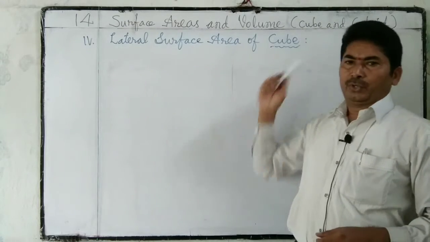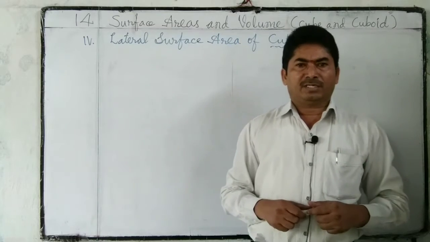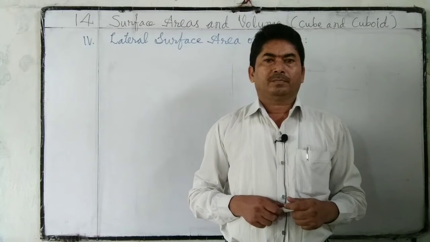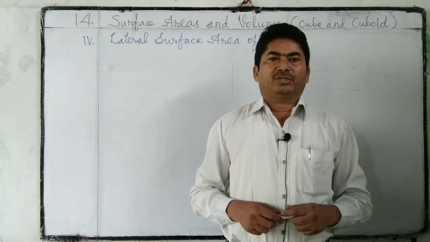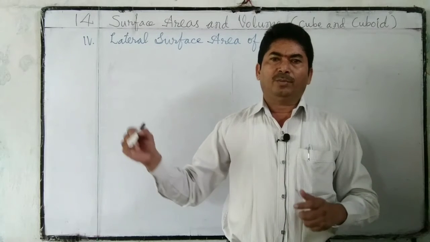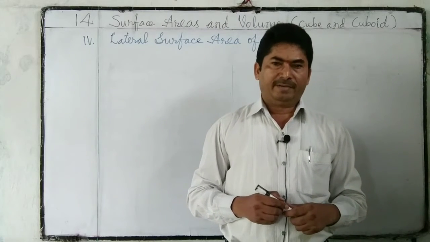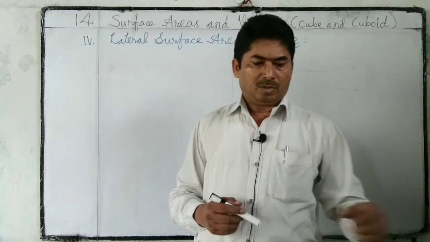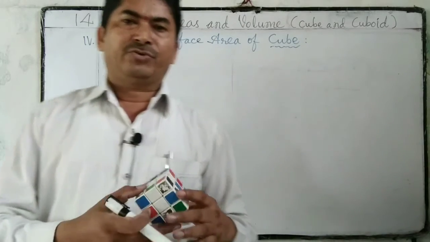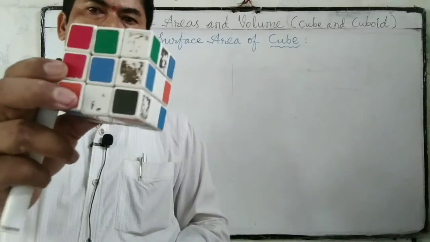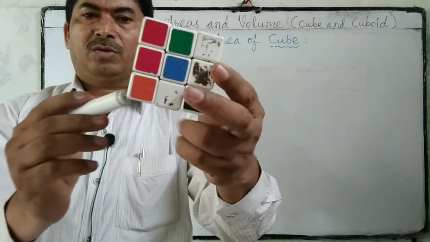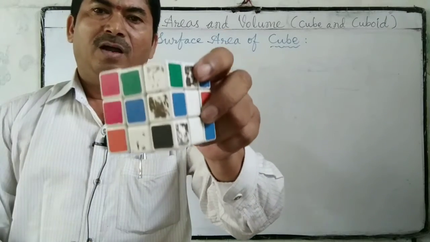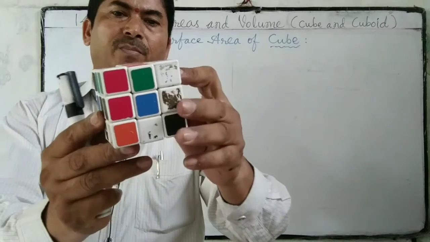Lateral surface area of a cube. Before discussing lateral surface area of a cube, let us know what is a cube. A solid object which has length, breadth, height equal is called a cube. The best example for cube is a cube. It has length, breadth, height, all are equal. So it is a cube.